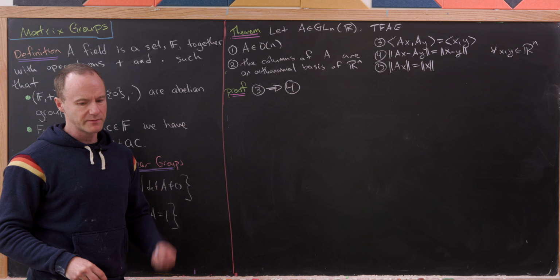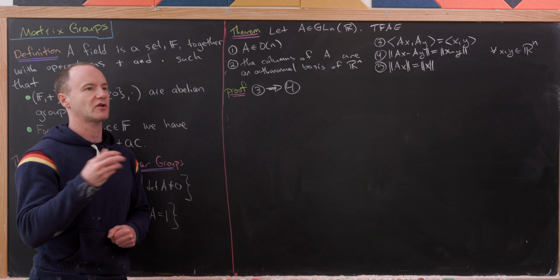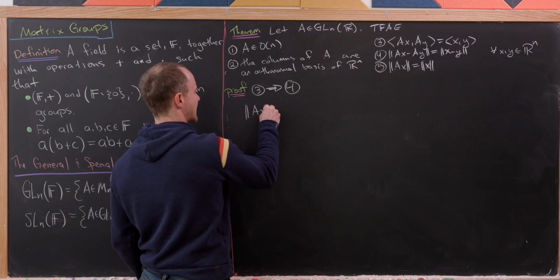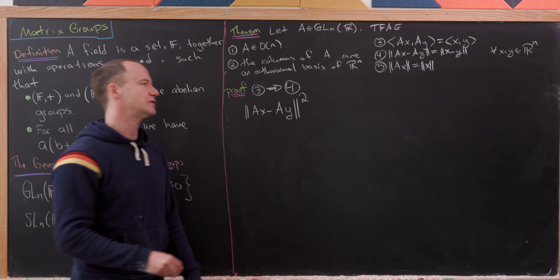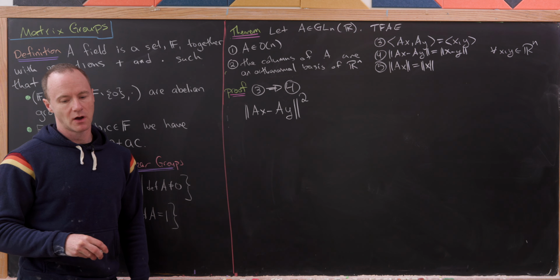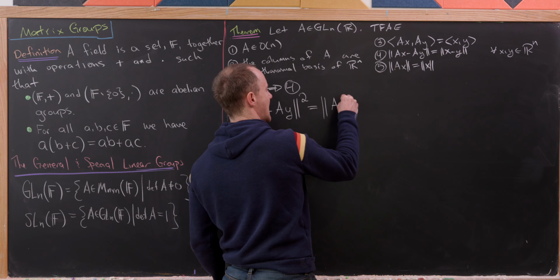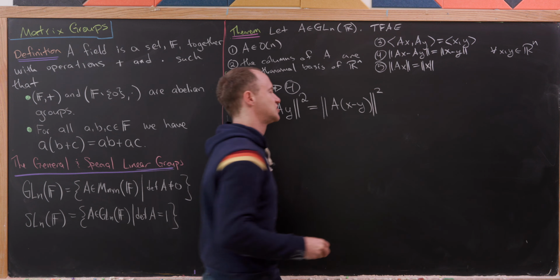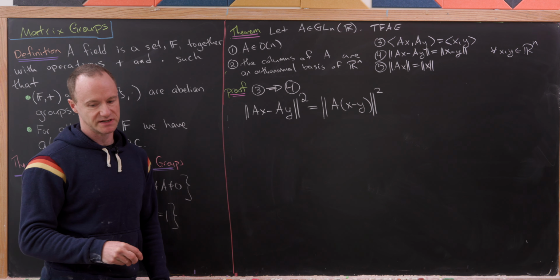For 3 implies 4, we essentially just need to use the connection between the inner product and the norm. So let's look at the norm of Ax minus Ay. Since the norm is always non-negative, we don't lose any information by squaring it. Then we can factor the A out, and we'll have A times (x minus y) inside of the norm. That's just using the distributive rule of matrix multiplication and matrix addition.